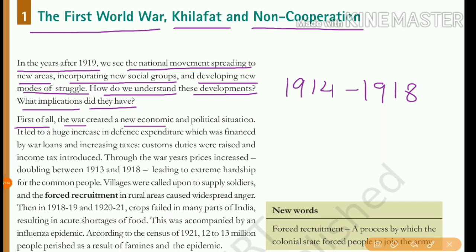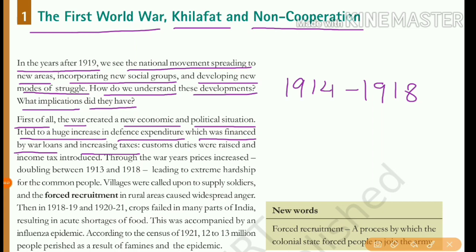It created a new economic and political situation, that is, an economic and political crisis. It led to a huge increase in defense expenditure, because the British, who colonized us, were involved in the First World War. This expenditure was financed by war loans and increasing taxes. They increased the taxes because they wanted to pay back the war loans.